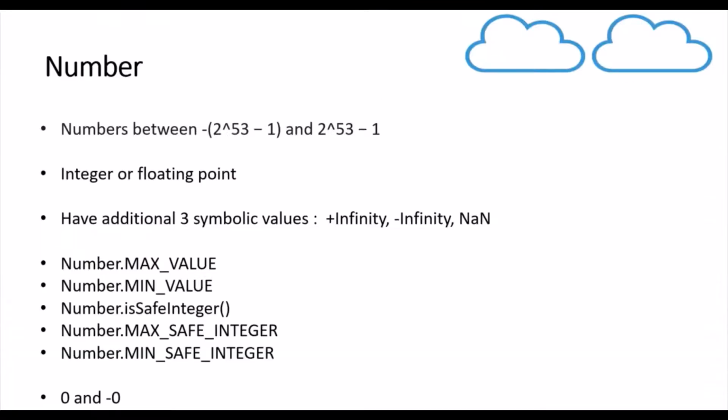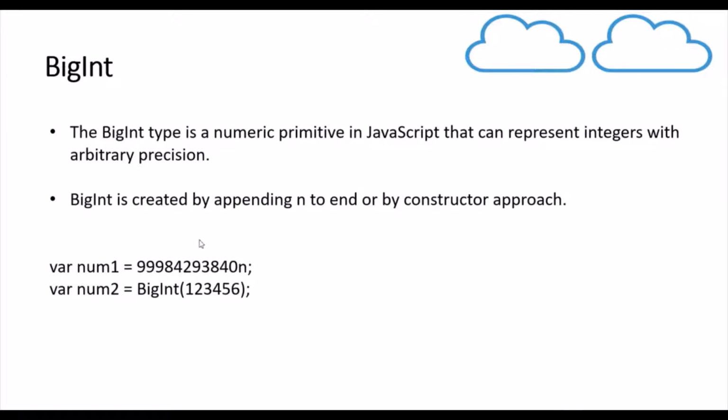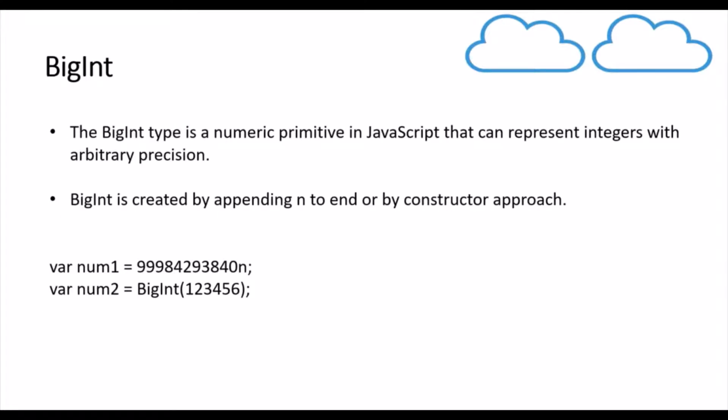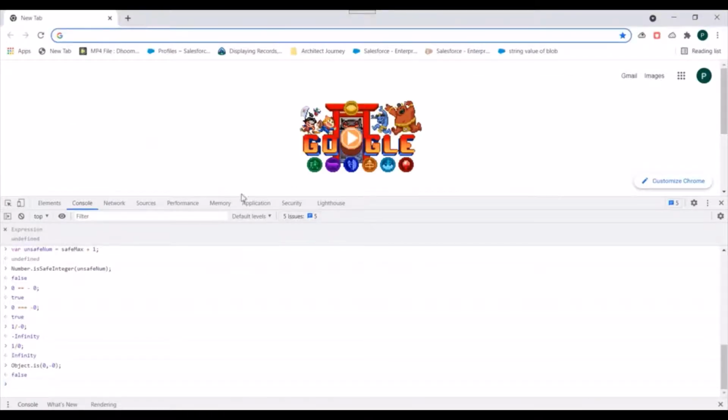So we'll go to our next data type, which is BigInt. We already saw that with numbers we have a range from negative to positive 2 raised to 53 minus 1. But if we want to represent whole numbers greater than this range, that won't be safely represented by the number data type. So for that, JavaScript has BigInt, which is used to represent whole numbers with arbitrary precision. It is created either by appending n to the end of a number or by using the constructor approach. Let's go to our browser and look into it.